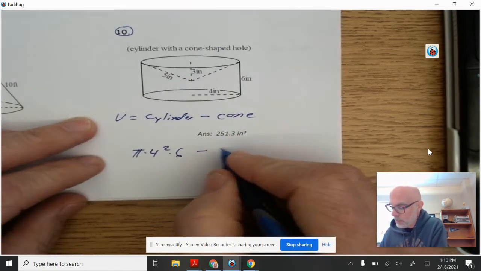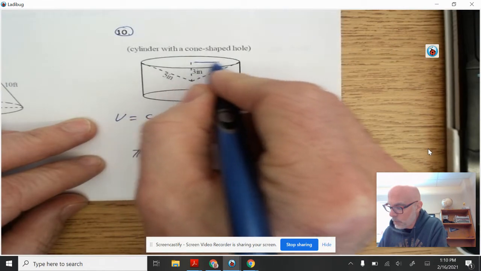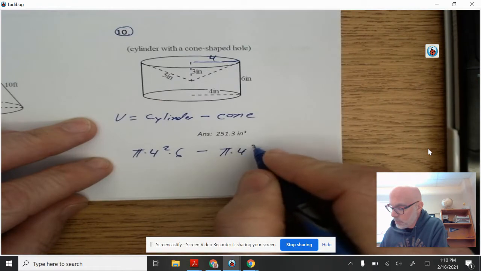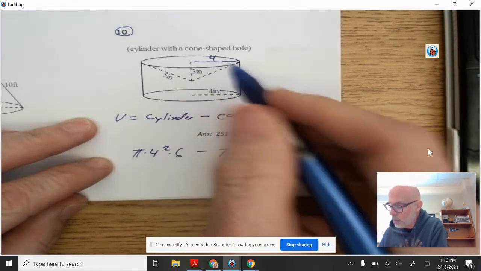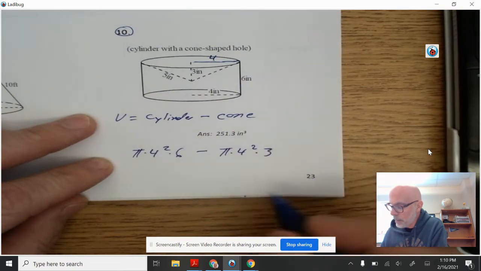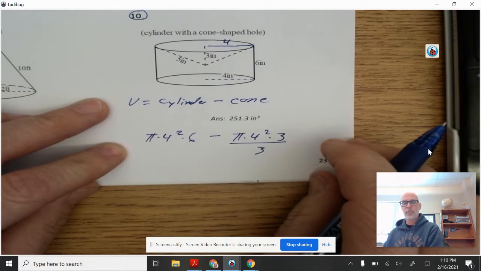Well, that one's going to be the area of the base, which is still pi times 4 squared, because this 4 would have to be the same, top and bottom. Pi times 4 squared times the height of the cone, which would be 3, not 5. The height of the cone would be 3. And since it's a cone, we have to divide this by 3. So that ought to be your strategy there.